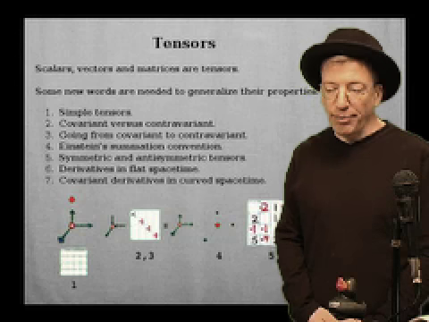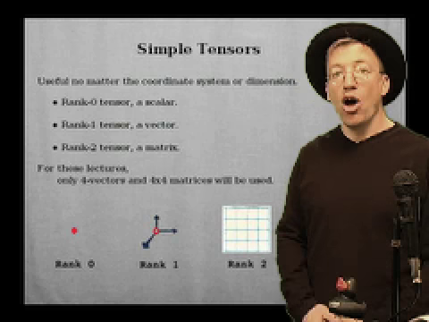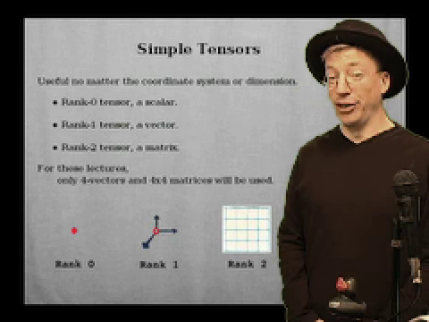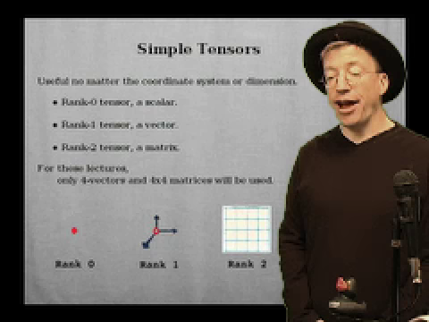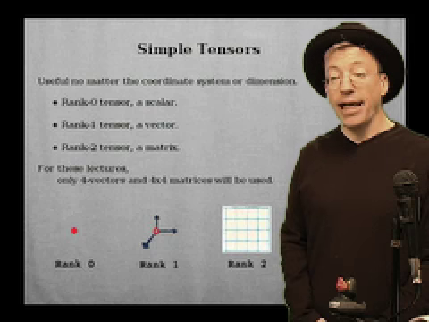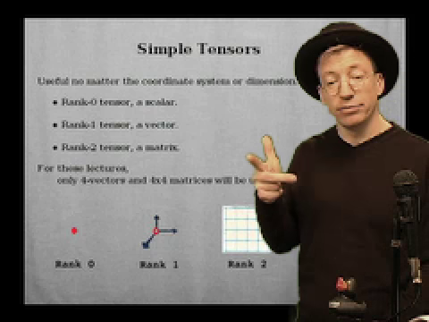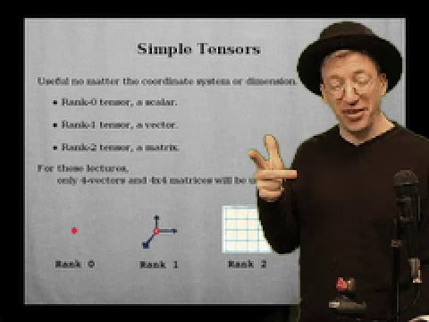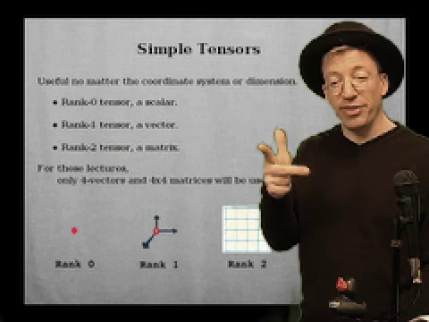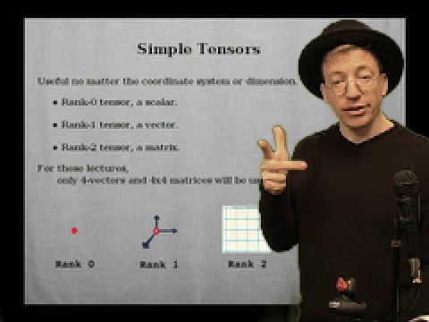So let's talk about simple tensors. Why deal with tensors in the first place? Well, tensors do a couple really good things. One is they are true no matter what coordinate system you use. Let's say you've got a coordinate system that's like a box. Yeah, these are very familiar. Length, width, depth. And that's great for describing boxes.